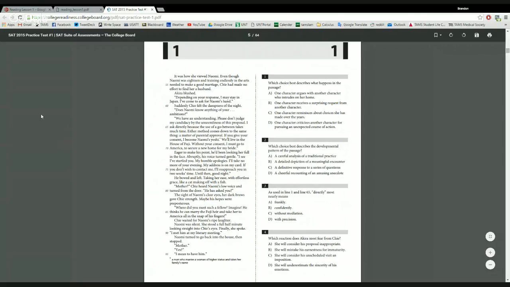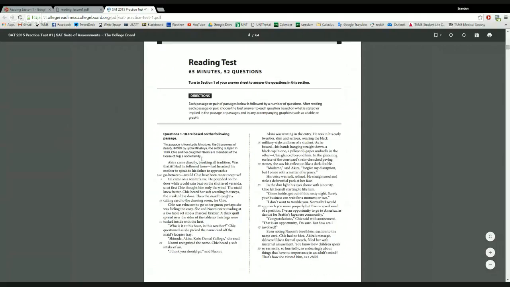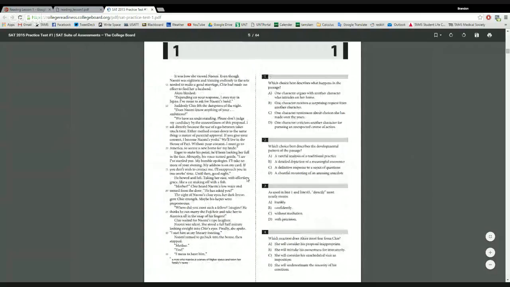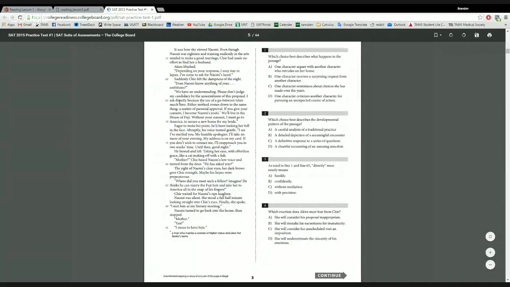So as I said earlier, Kira came directly, breaking our tradition, and here we go. As I said earlier, we talked about a go-between, to which she had been more receptive. And over here it says, because the use of a go-between takes much time. So without mediation actually does mean to go without mediation, as it skips a step in a certain process. So that's actually the exact definition or close to it. So C seems to be the correct answer.